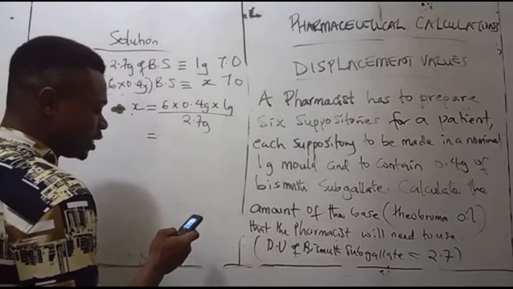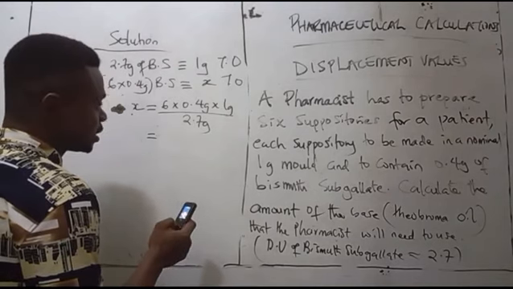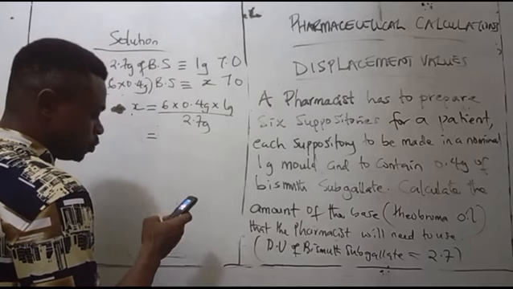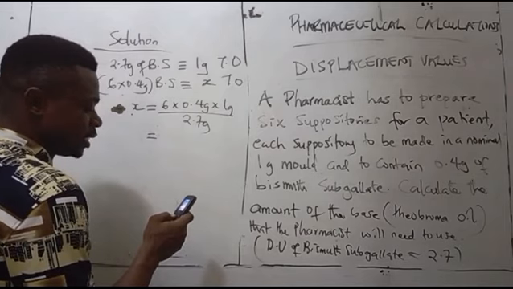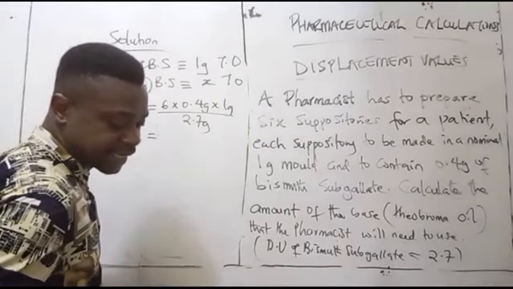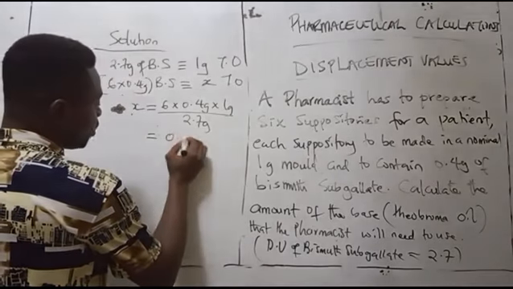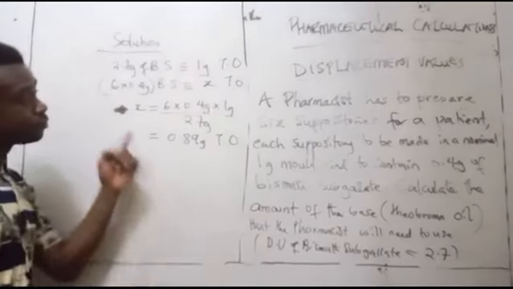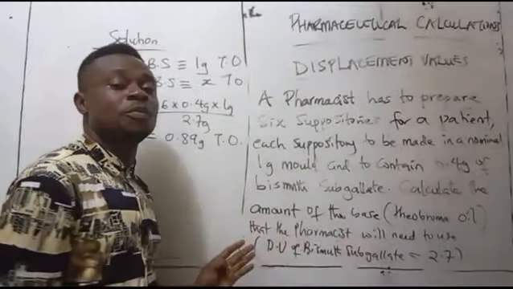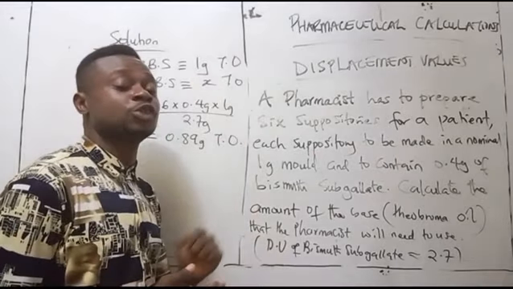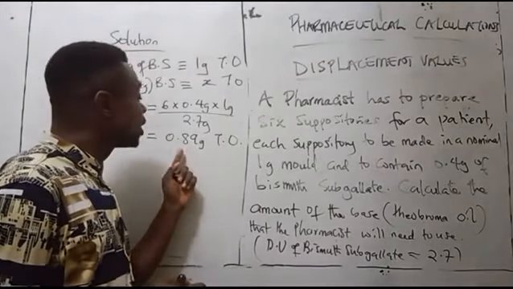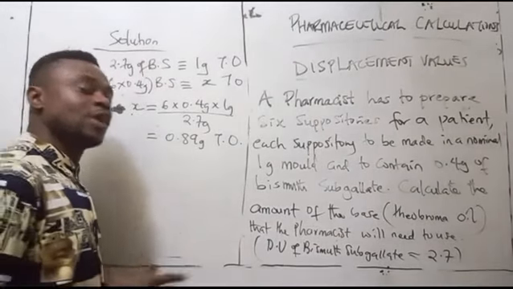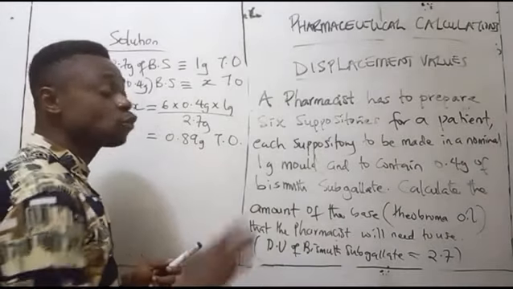If you punch this in, 6 times 0.4 divided by 2.7 is 0.89 gram of theobromine oil. So the entire 2.4 gram for the 6 suppositories will displace 0.89 gram of theobromine oil. But remember, we are dealing with a 1 gram mold.